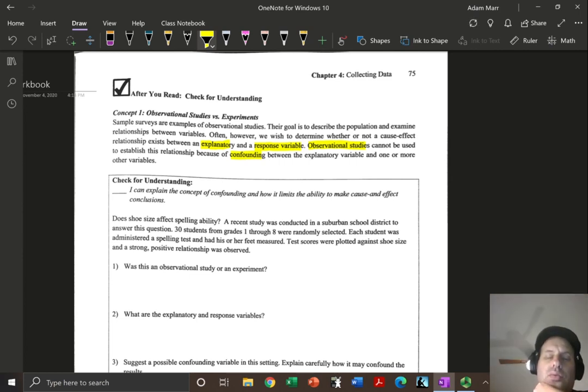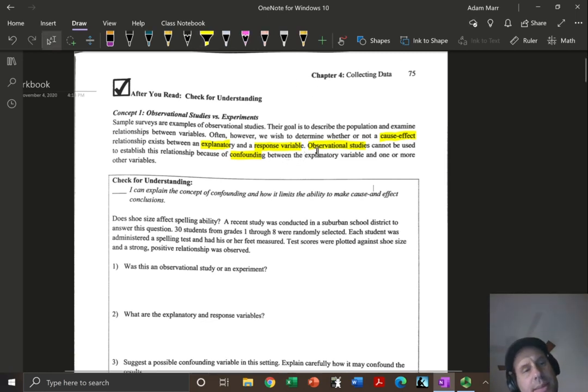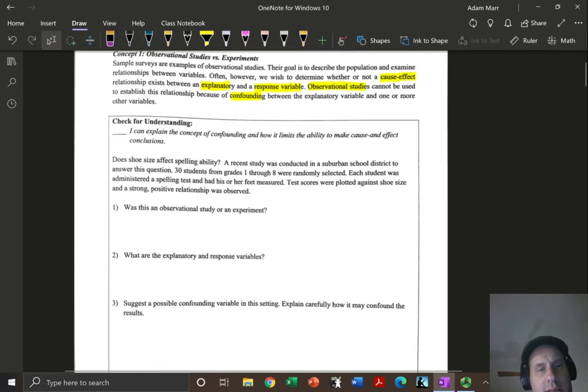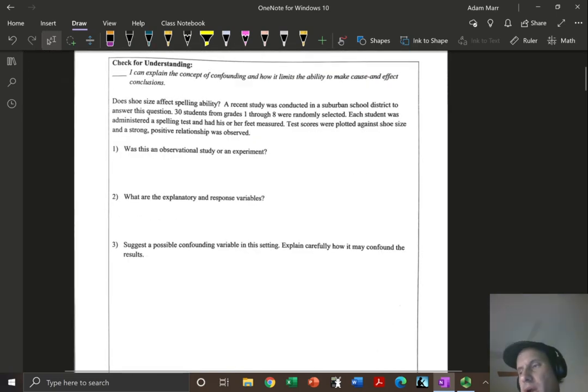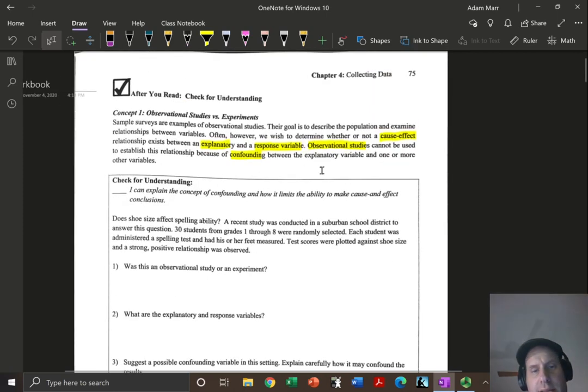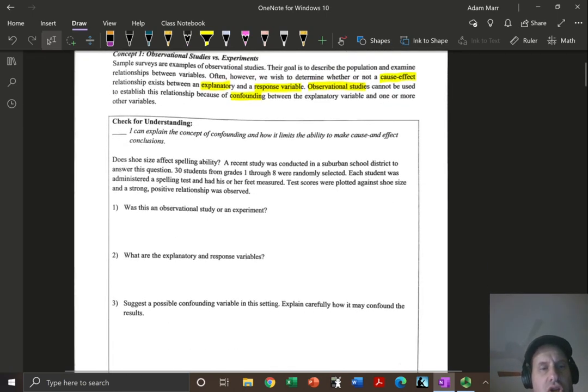So when you want to show a causal relationship, a cause and effect between the explanatory and response, it is best to do an actual experiment and not an observational study, to do an experimental study. So let's talk more about what an observational study is. Often observational studies are all that people have, but it's not the best way to go about finding a cause and effect. All right, so right here, does shoe size affect spelling ability?